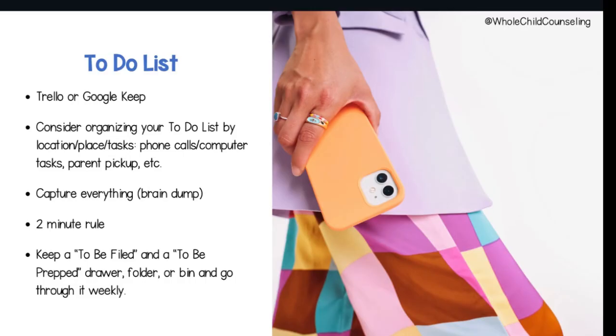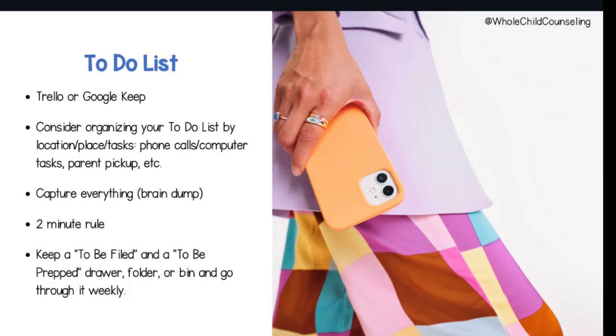For a to-do list, I like to use Trello, but there's also Google Keep. And consider organizing your to-do list by location, like phone calls you have to make, computer tasks you have to do, things you have to do in the main office, things you have to do during parent pickup, like people you have to talk to. Try to set up a time to capture everything, kind of like a brain dump. When you get the things out of your head, if you learn to just, as soon as something comes in your head, write it down into wherever you capture your things, it will save you so much brain space and give you a lot of mental clarity and space.